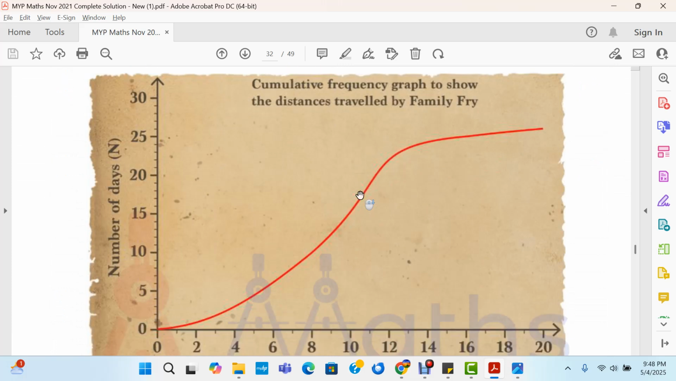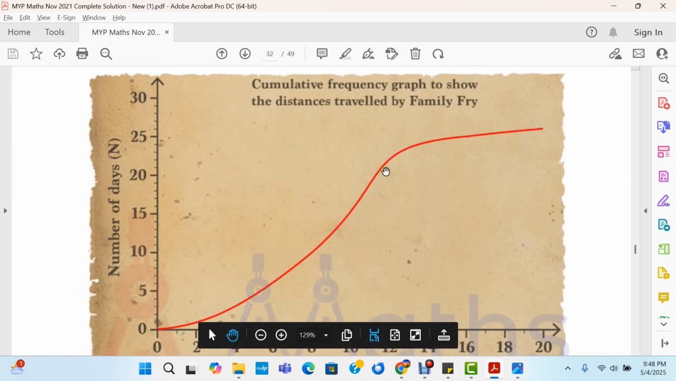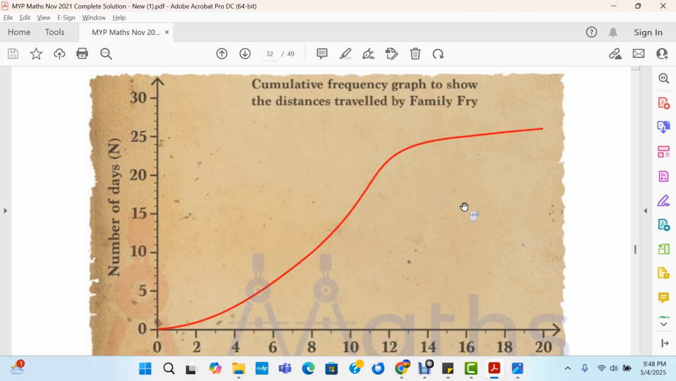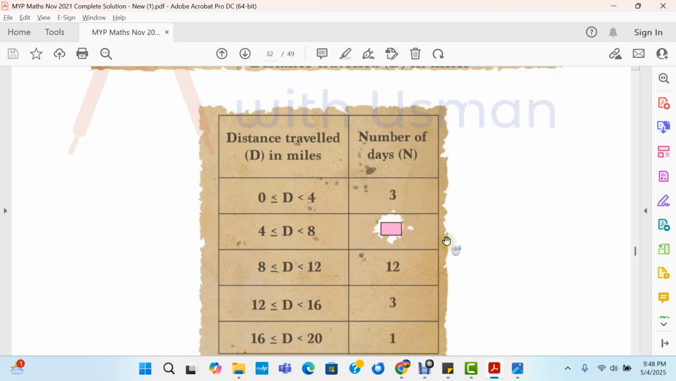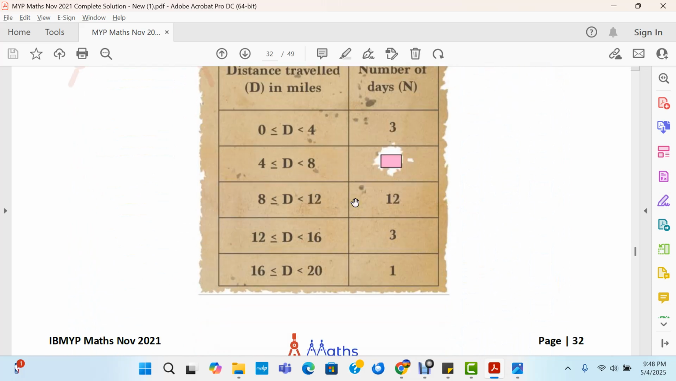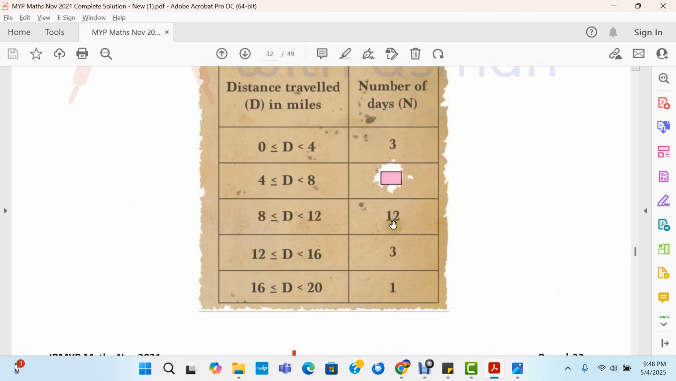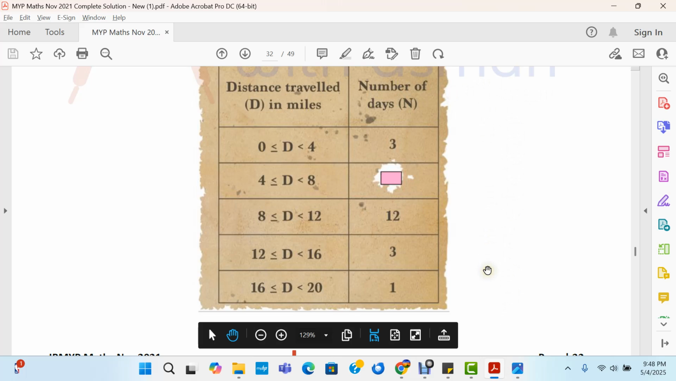Family Fry chose this route. A summary of their journey is illustrated below. Cumulative frequency. Think of all the questions that you can be asked with a cumulative frequency curve. The median, the quartiles, the mean, literally anything. You have a table associated with the cumulative frequency curve. You know that a cumulative frequency curve is made by a table looking like this, but this is not cumulative, it's just frequency. So imagine as if cumulative was mentioned over here.